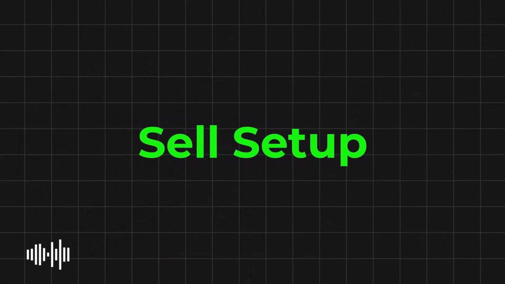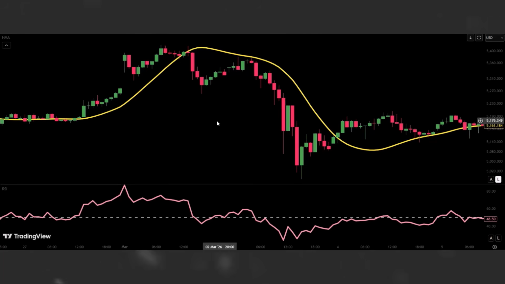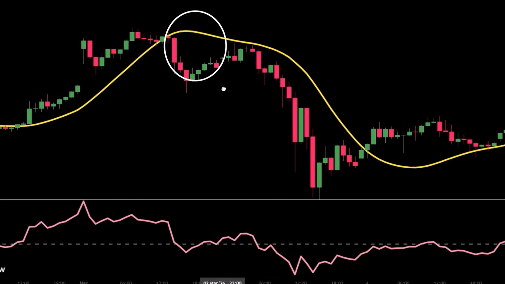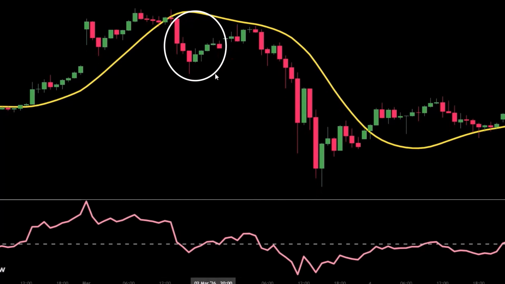Sell setup. Now let's look at the sell setup. The rules are exactly the opposite. First, the price must be below the Hull Moving Average. This tells us the market is in a downtrend, so we will only look for selling opportunities.